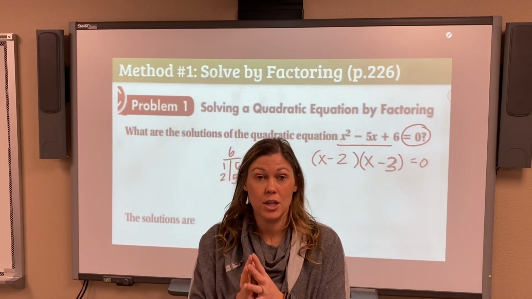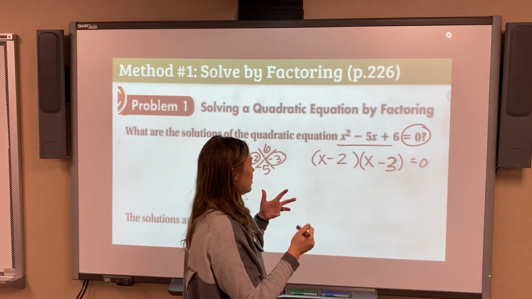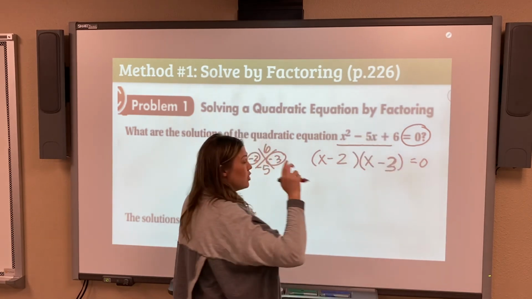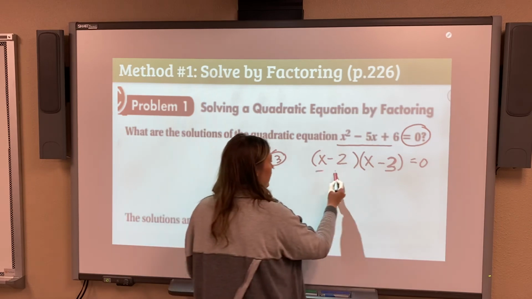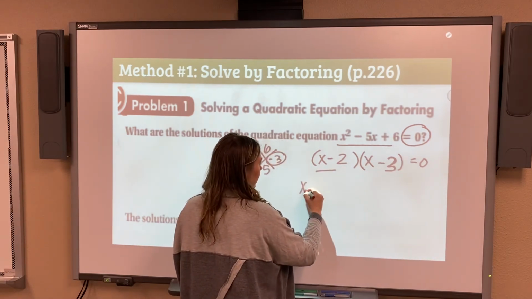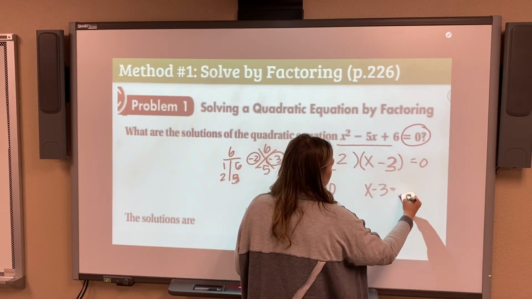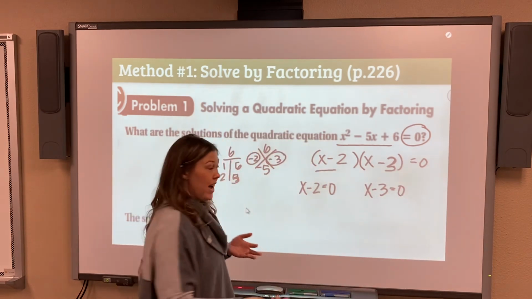So from here, the new step. We learned from 4.4 to factor this left side. The new step in order to solve is we just set each factor equal to 0. So we're going to say x minus 2 equals 0, and x minus 3 equals 0. And then we solve for x.